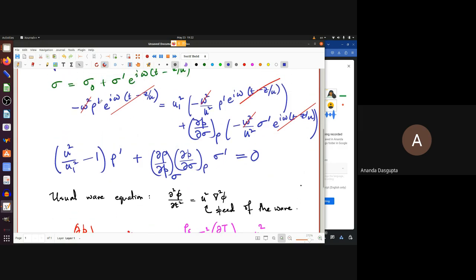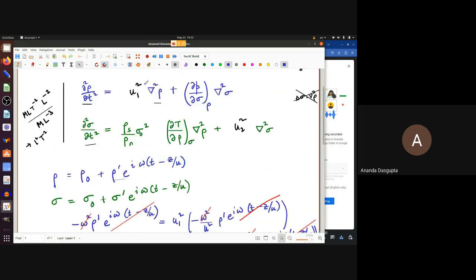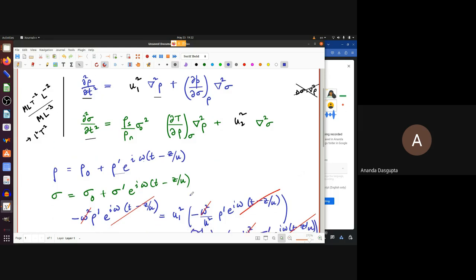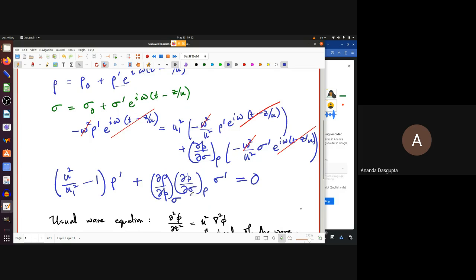I've just taken this equation where I plugged the wave-like solutions into the equation here, and I've cancelled out all the common factors and rewritten the equation in this form. Is that okay with everybody? Yes, sir. Okay.